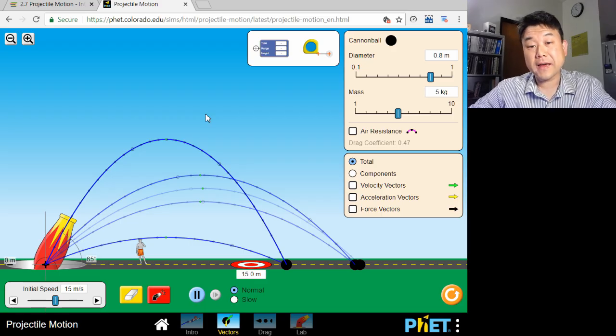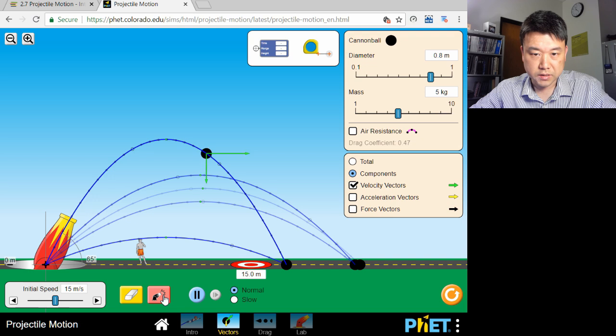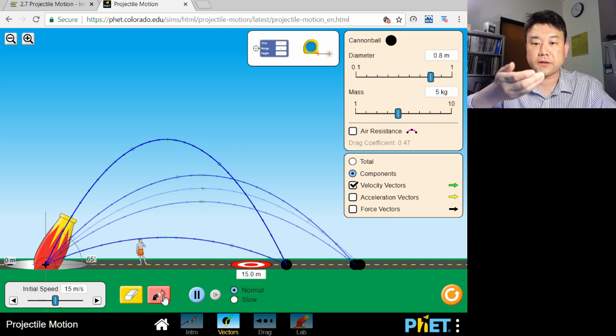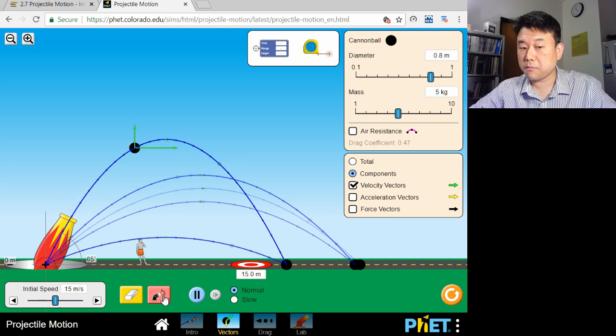Before I say goodbye, I can show one more thing, which is actually in your textbook. That is the analysis of the horizontal and vertical components of the motion. If I turn on these velocity vector components, you can see how the vertical component changes, like that of a projectile thrown directly upward, and how the horizontal component doesn't change. And you can confirm this by looking at the acceleration vector. It points directly downward with no horizontal component.